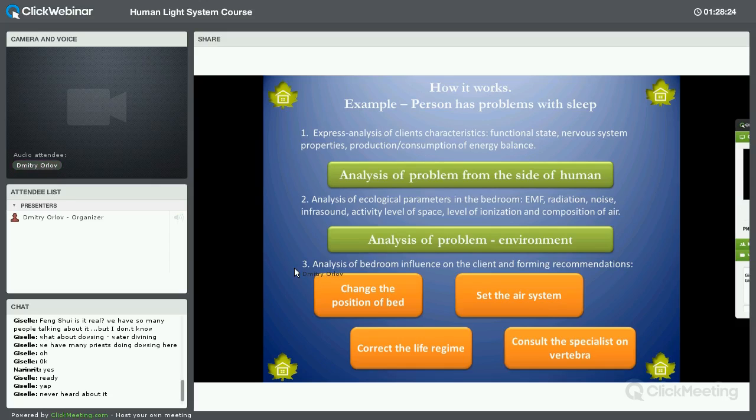then a person doesn't recover fast enough during the night. Also, the problem can be simply in the lifestyle, in the life regime, that the person is not going to sleep at the proper time. And number four is that possibly the problem is in the back of the person. Some of the vertebrae are not in the correct position, and that leads to problems in sleep. So only by applying both approaches at the same time, by studying the human being and the environment, can we give more complex, more reliable, and more effective recommendations.